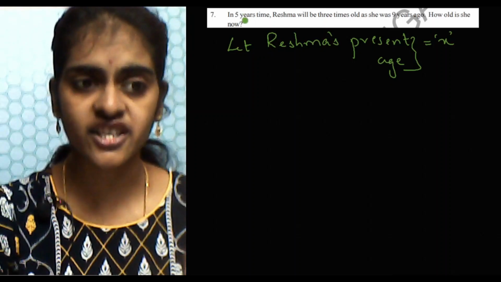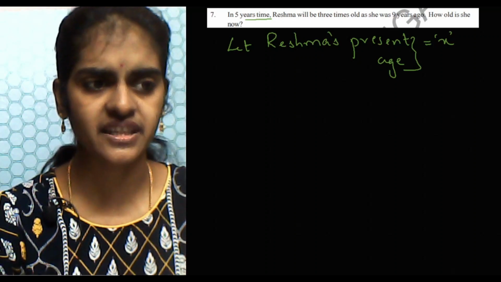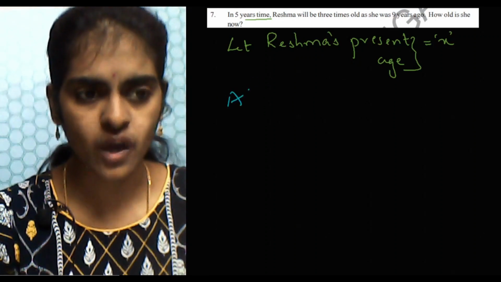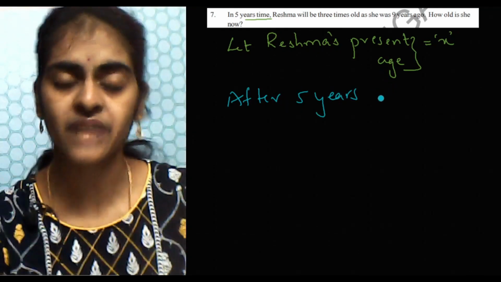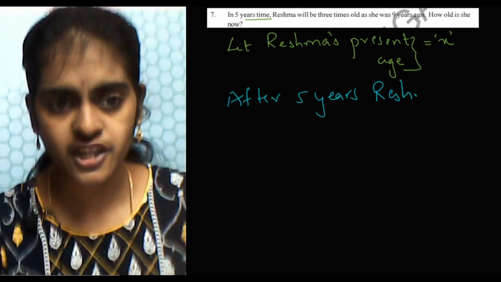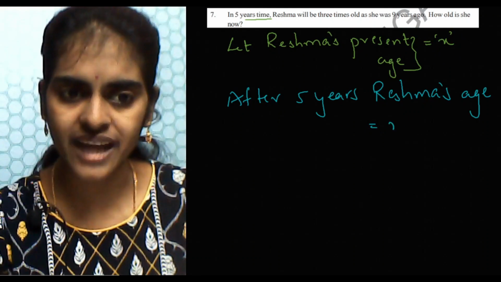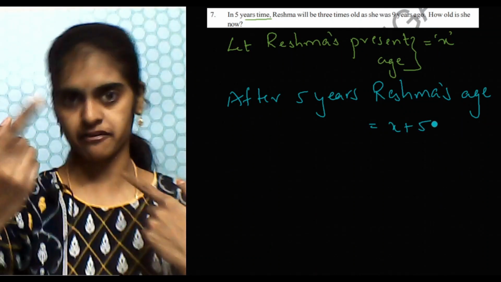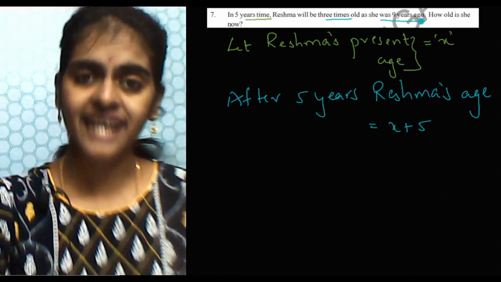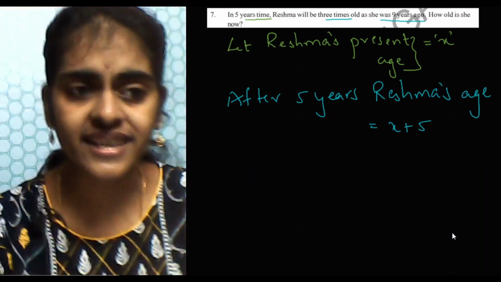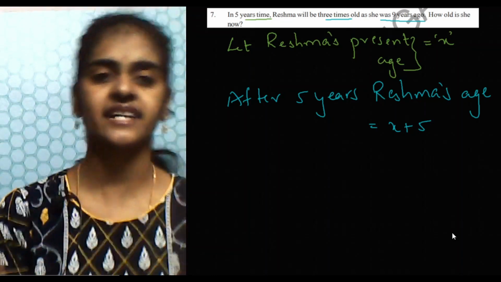Now what is the given condition in 5 years' time? After 5 years, what will Reshma's age be? Same as in the previous problem, after 5 years, Reshma's age is nothing but to this present age you add 5, isn't it? So it will be x plus 5. She will be 3 times as old as she was 9 years ago. So now what is Reshma's age 9 years ago?